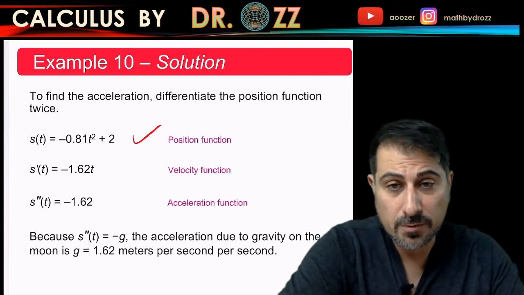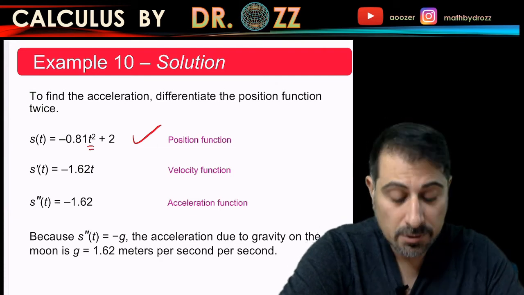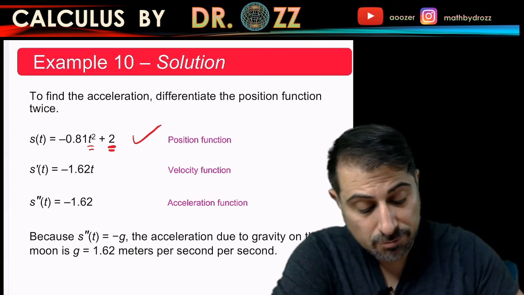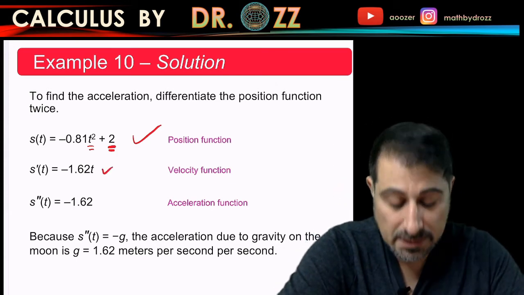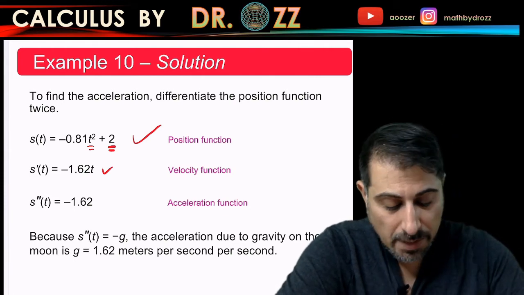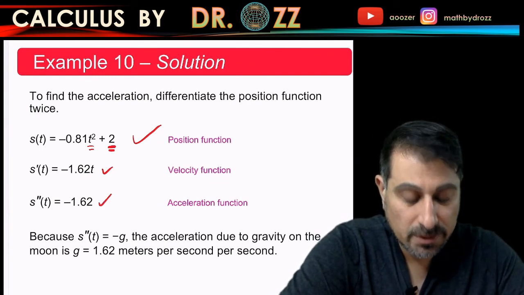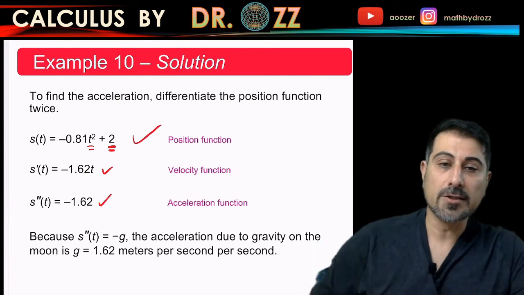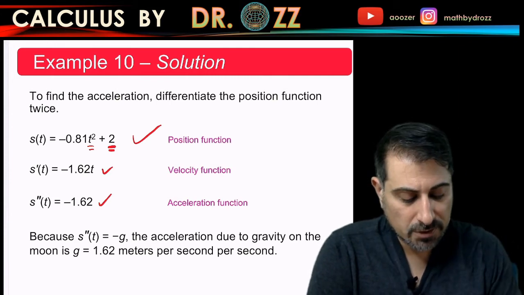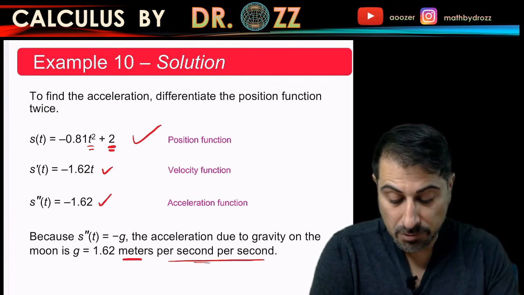So let's take the derivative of the position function twice, using the power rule for differentiation. We put the 2 down and subtract 1 from the power for the t squared term, and for this constant term, the derivative is going to be 0. So the first derivative yields negative 1.62t. If you take the derivative of negative 1.62t one more time using the power rule, you get negative 1.62, which is the acceleration function. And that is, in fact, the acceleration due to gravity on the moon. The unit is meters per second squared.